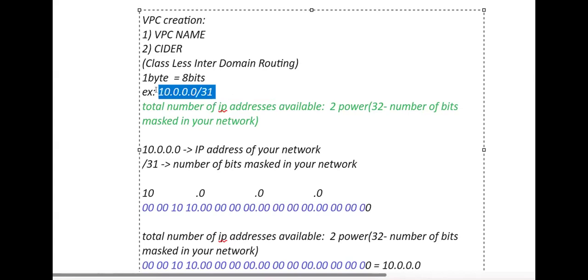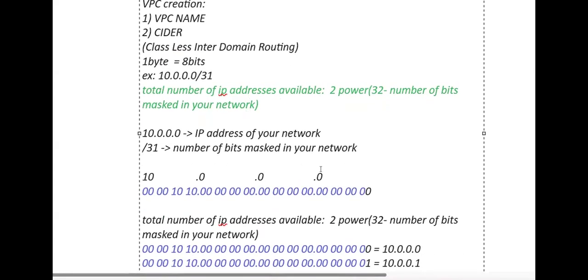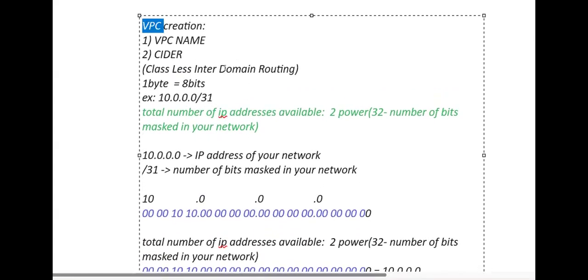So what is this whole CIDR block specifying for me? By using this CIDR block, can I say we are able to tell the number of IP addresses? Yes. So total number of IP addresses available in that particular VPC, we can tell by using this CIDR block.